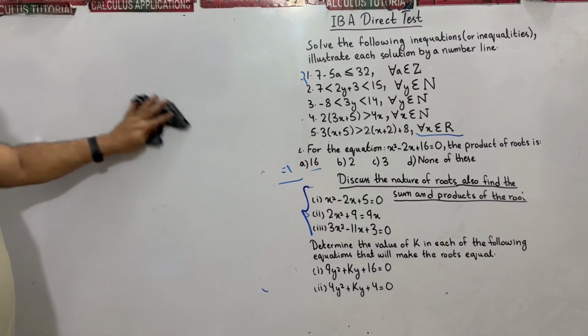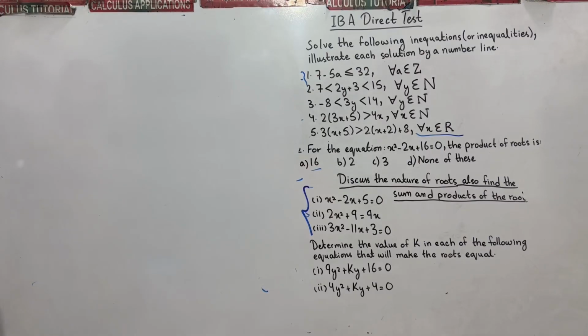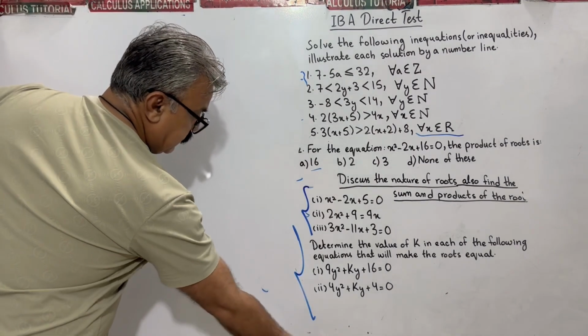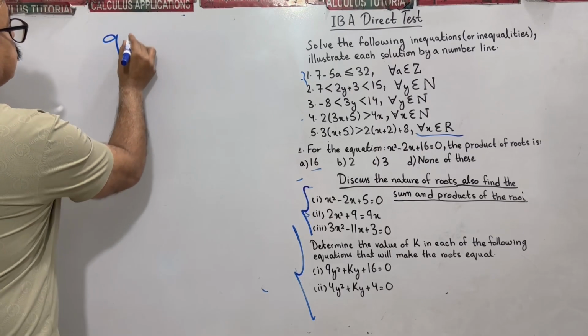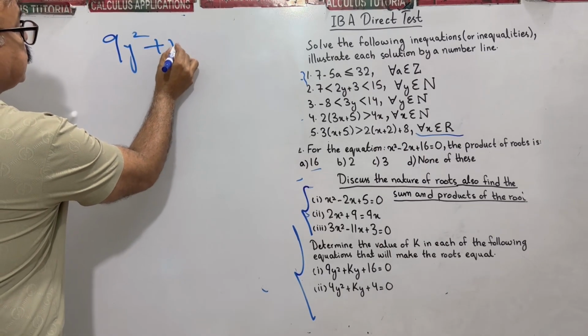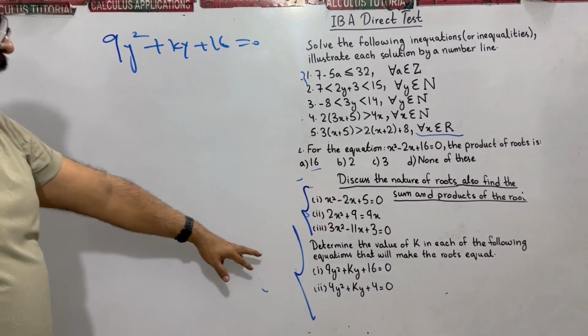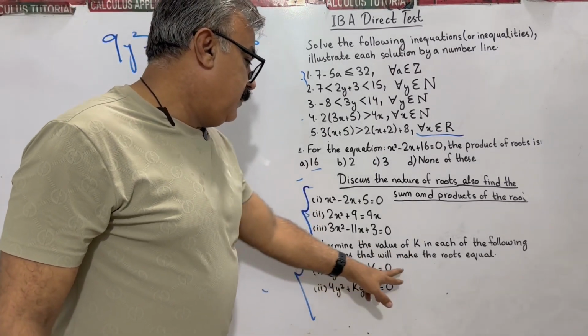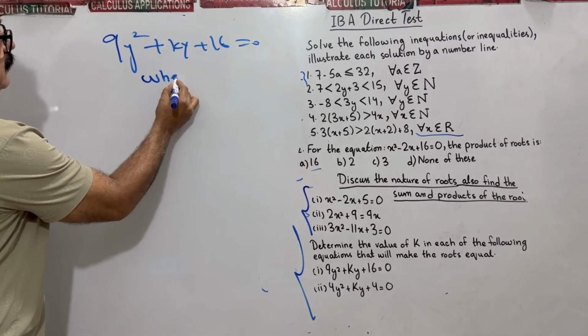Now sometimes we are asked to find whether the roots are real, equal or imaginary, irrational, whatever the case is. Let's see and find out. Determine the value of k in 9y square plus ky plus 16 is equal to 0. Determine the value of k that makes the roots equal.